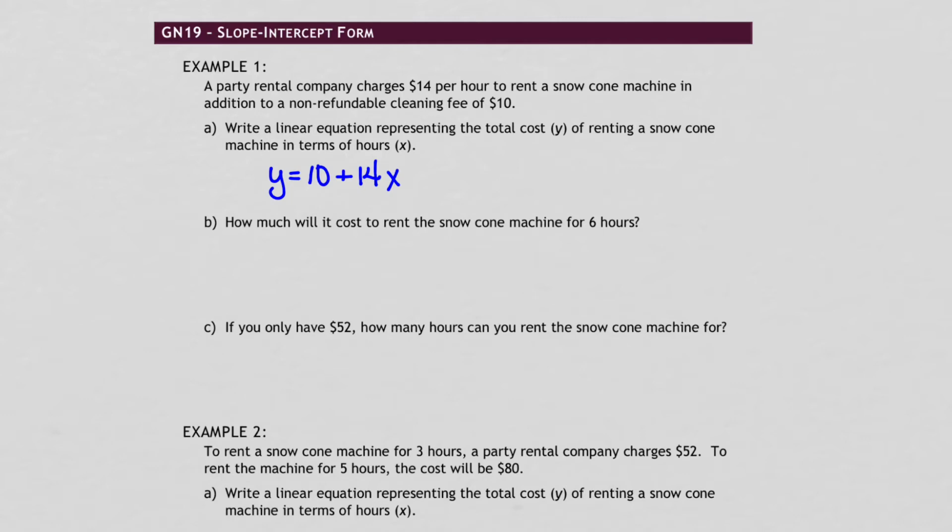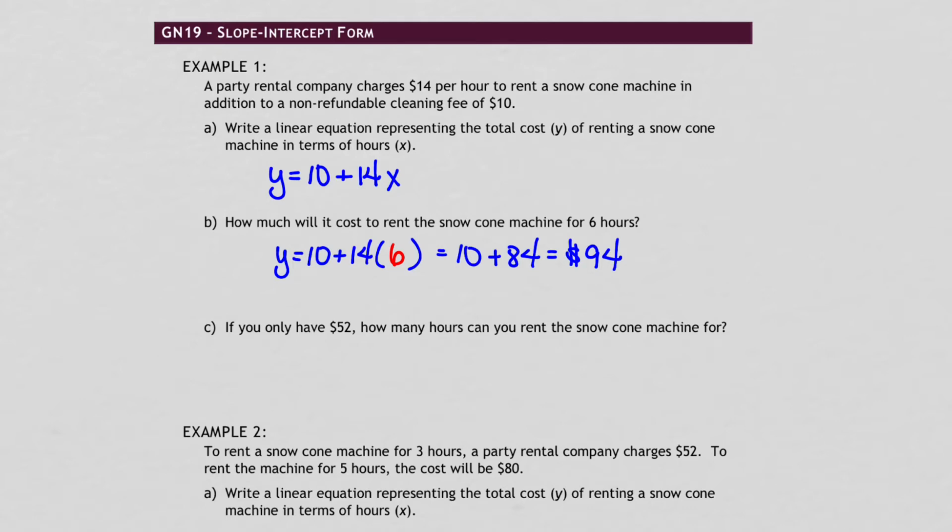So if we want to rent the machine for 6 hours, it says, then we plug in 6 for x, and 14 times 6 is 84, so it would be $94 to rent this machine for 6 hours.